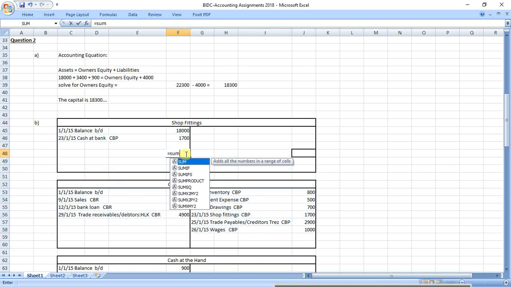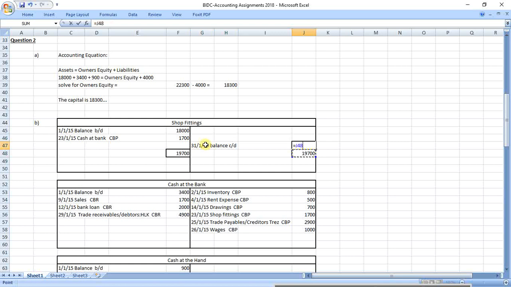So I would sum up the left and the right. Obviously the left is bigger in this case. There is no right. And then obviously I would just carry this down. So on the 31st, what month was this? January. Yeah. So 31/1/15, balance carried down, and the amount. And then I would say first of the second of the 15, balance brought down, and then I would have the same amounts.